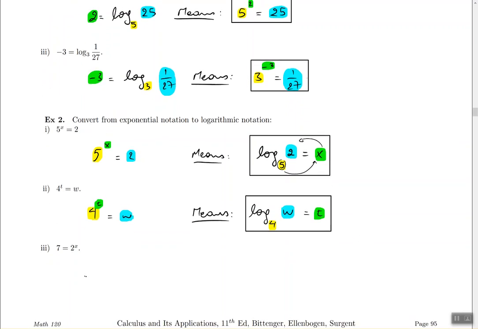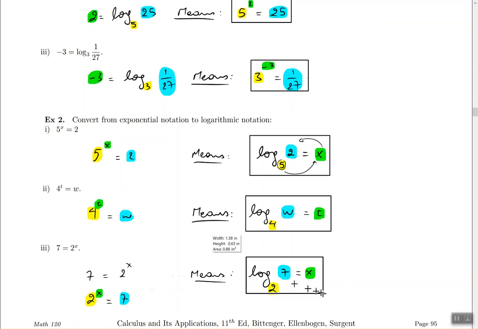So finally, the last one has 7 equals 2 to the power of x. And what does this mean? Again, if it's easier for you, you can rewrite it as 2 to the power of x equal to 7, so that it looks like the other ones. But in any case, we have log, and then the base is going to be the 2, because that's what I'm seeing as the base over on the other side. So the base of the power is 2, that's why I'm writing the 2. Separately, on the other side of the equal sign, there's a 7, so that goes inside the argument. So 7 is the argument, and it's equal to the power, which in this case is the letter x. So there it is. And again, that's the final answer.